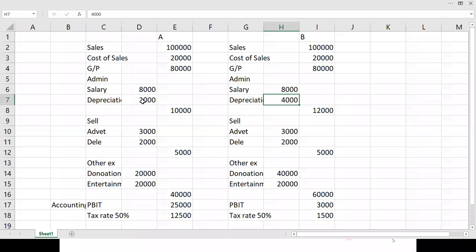Say, for example, in this example, the value of the machine is 10,000, and for company A, the useful life is 5 years. Therefore, depreciation is 2,000. And for company B, how many years do they follow? Company B decides for the same asset how many years? 2.5 years.